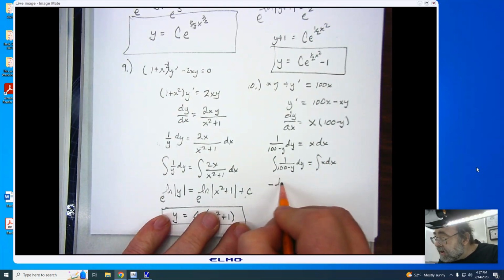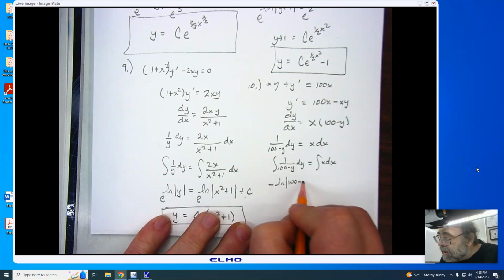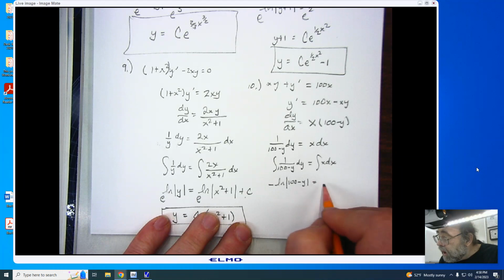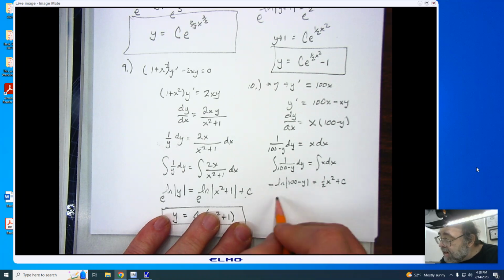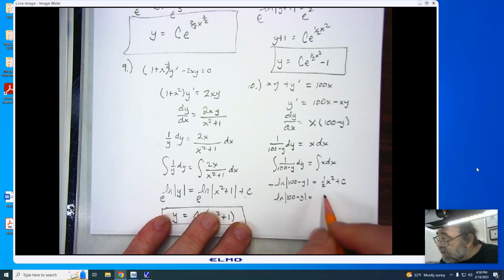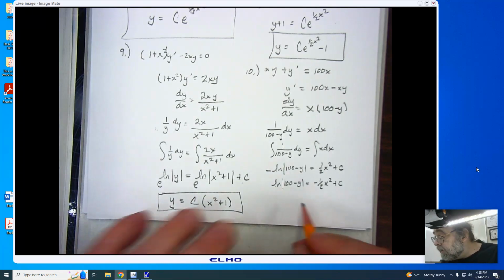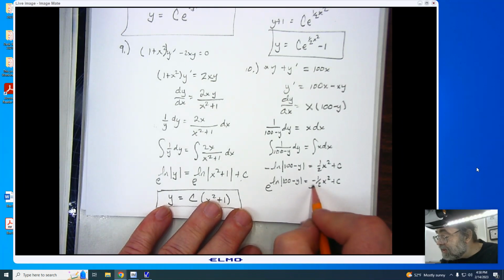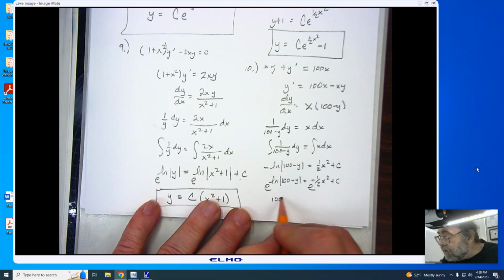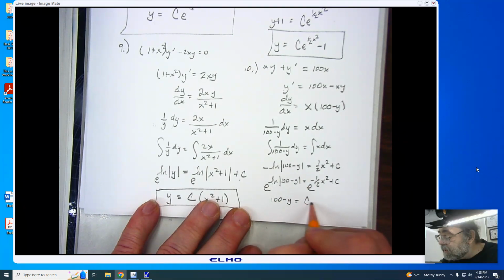This is giving me negative natural log absolute value of 100 minus y equaling 1/2 x squared plus c. I'm going to multiply the negative on the opposite side. This is giving me negative 1/2 x squared, and I'm going to keep that as a plus c. If you wish, you can make it a minus c, but it's not that important. I'm going to exponentiate both sides. I end up with 100 minus y equaling my constant e to the negative 1/2 x squared power.